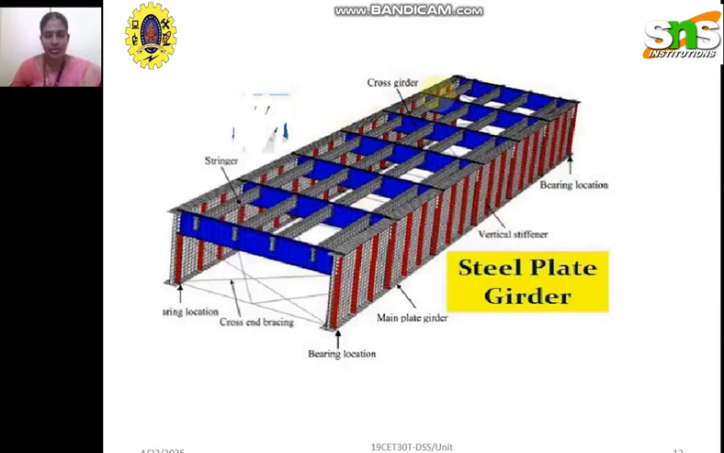So here you can see this is a plate girder, and this is an industrial steel structure. This is the main plate girder. Here they are providing the vertical stiffeners, and here is the place where these beams are going to rest on a column, and in this place we are providing the bearings, and also to take care of the sway moment, we are providing the bracings.